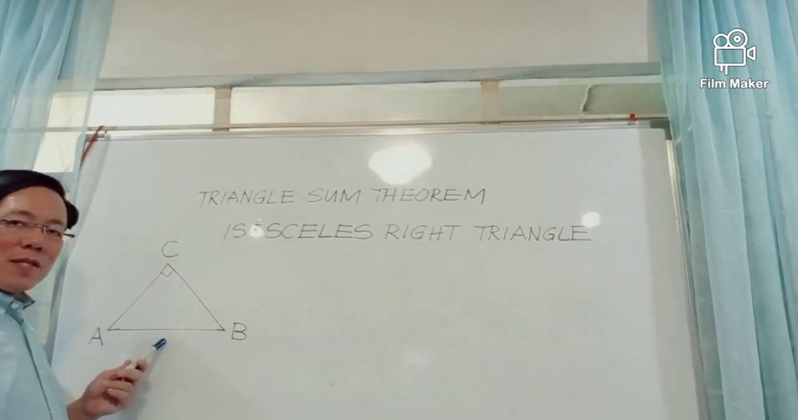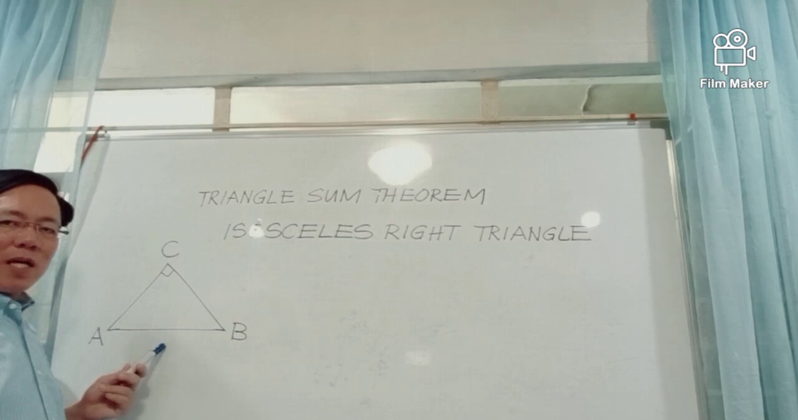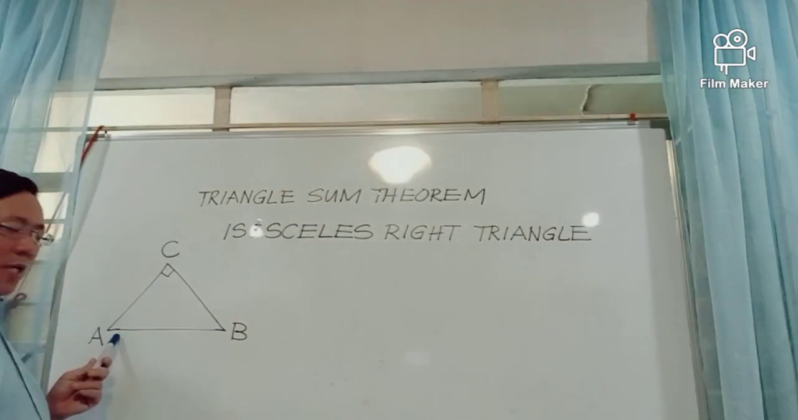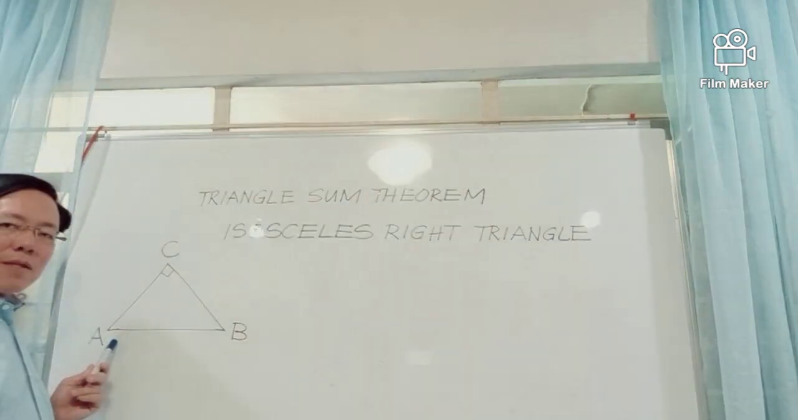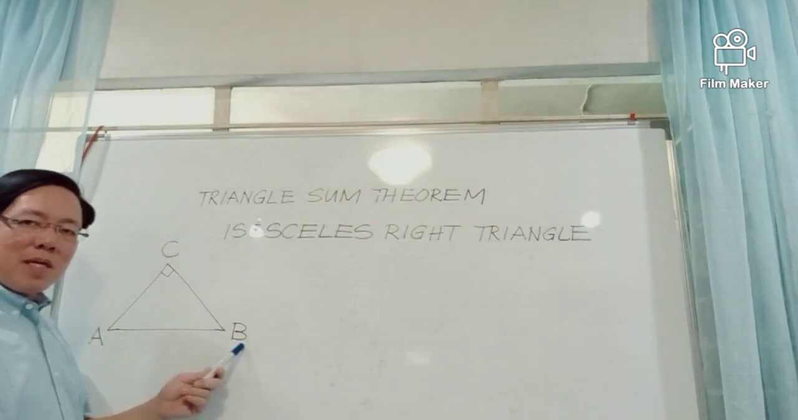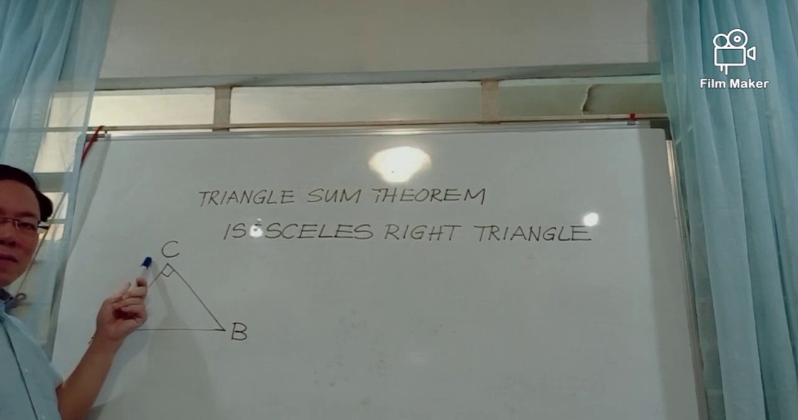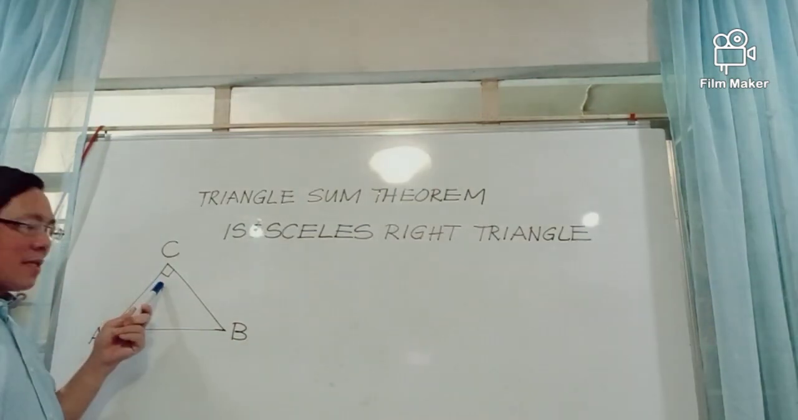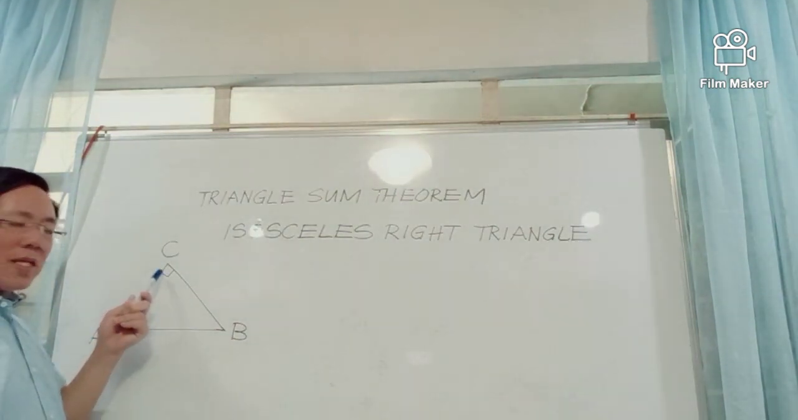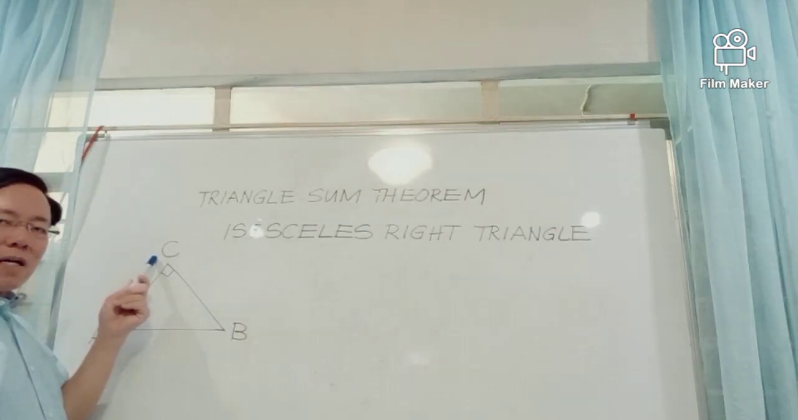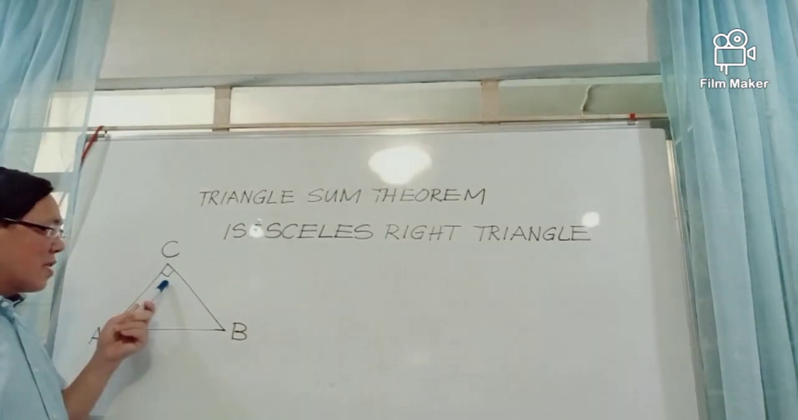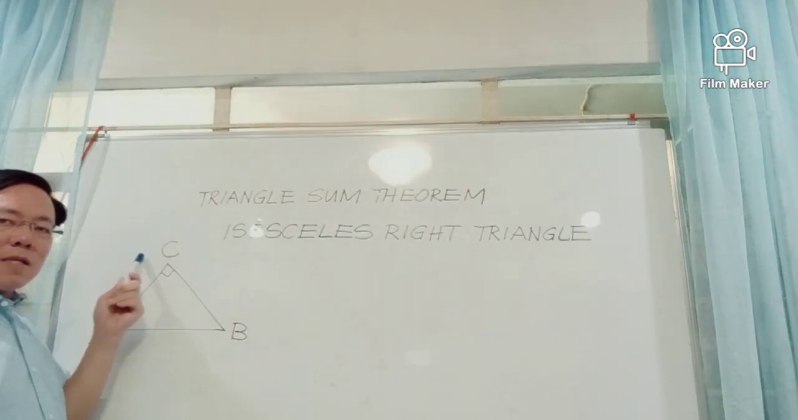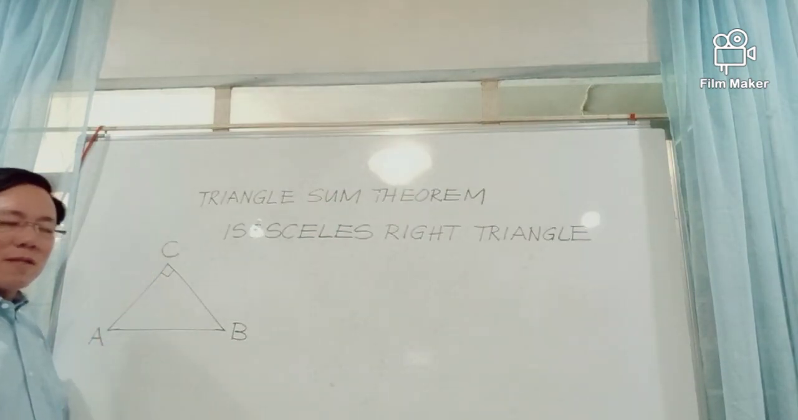We consider this isosceles right triangle. The three angles have been denoted by capital letters A, B, and C. And we write the right angle at vertex C. That means angle C is a right angle, which means that the measure of angle C is 90 degrees.